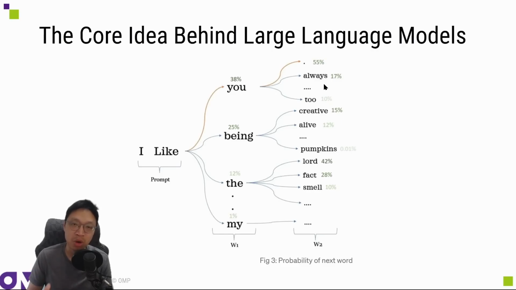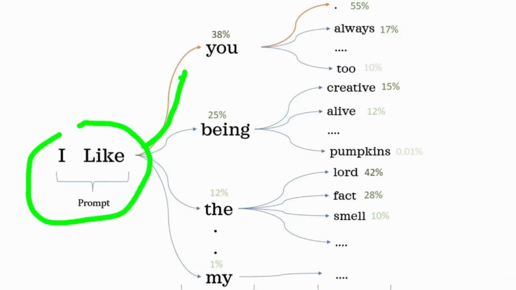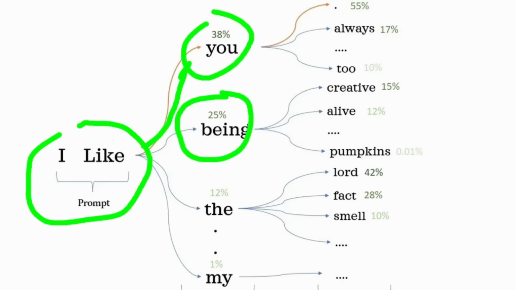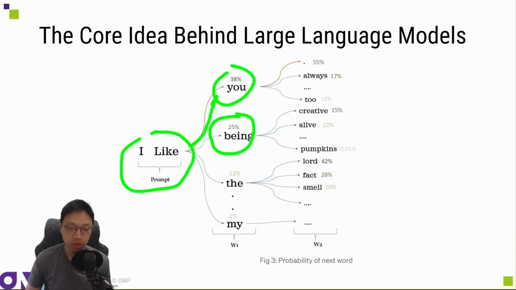It predicts the next word by probability. After choosing the most likely word, it feeds that back in and predicts again. After "I like you," it predicts again. For example, there may be a 55% chance the next token is a period. Or 17% for "always," based on huge amounts of internet text.